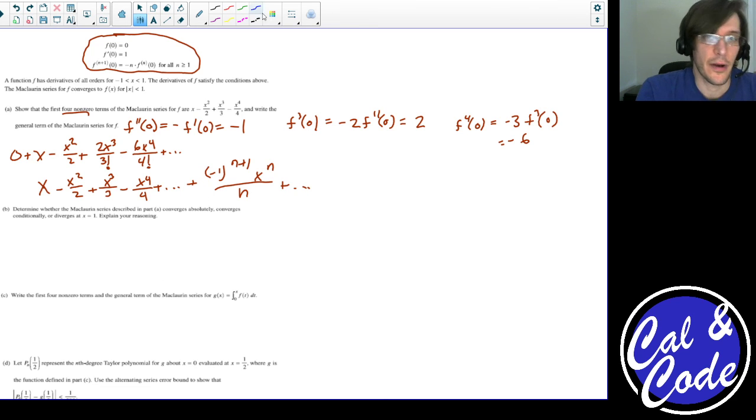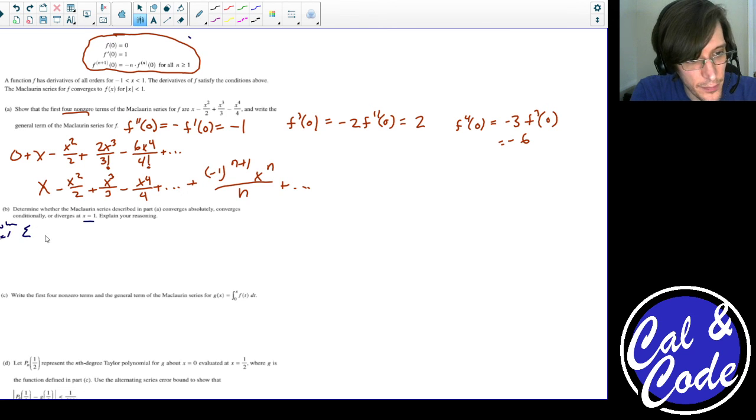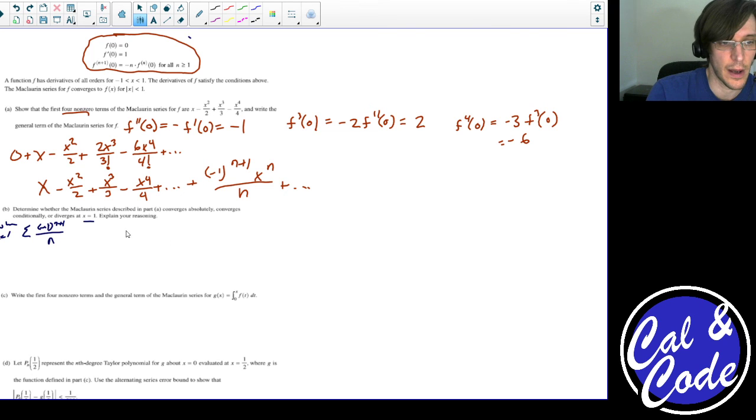I want to determine whether or not that Maclaurin series converges absolutely or conditionally or diverges when x is equal to 1. So the series we're talking about here, when x is equal to 1, is negative 1 to the n plus 1 over n. Because if I put 1 to the nth power, I just get 1.